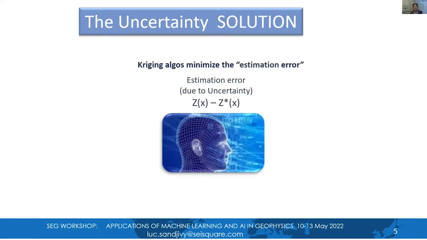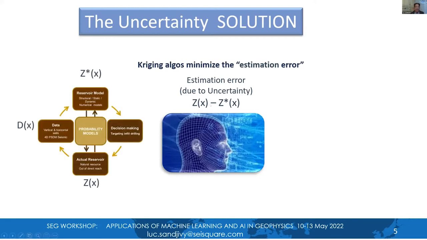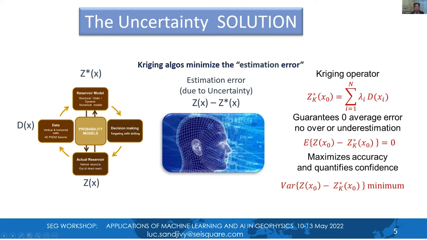And the solution we have for that, I've been working on it for years, is geostatistics, or kriging, or probability models. Kriging algorithms minimize what we call the estimation error. It means that in this probability model, if we call Z of X the reality, the property of the reservoir, we build an estimate, the kriging estimate, Z star of X, the model. And we minimize the difference between Z star and Z of X.